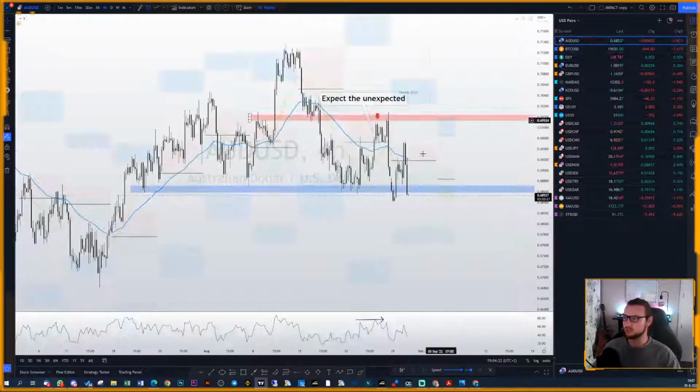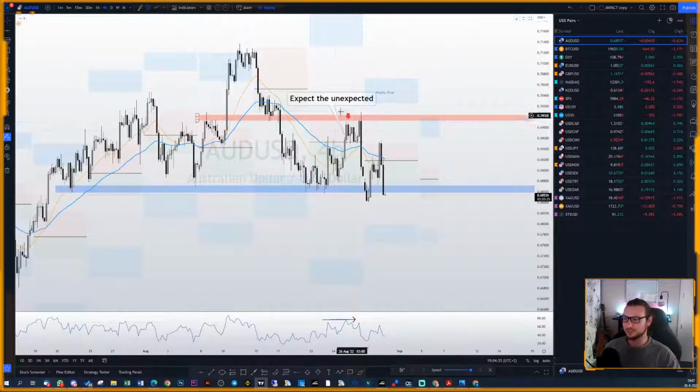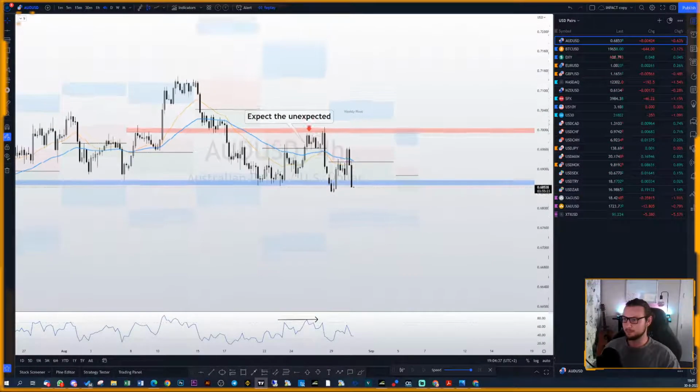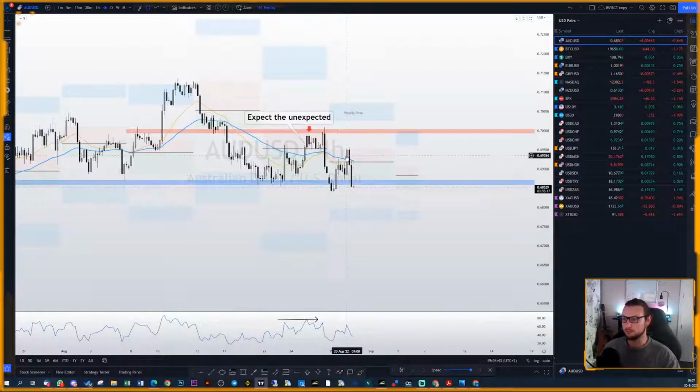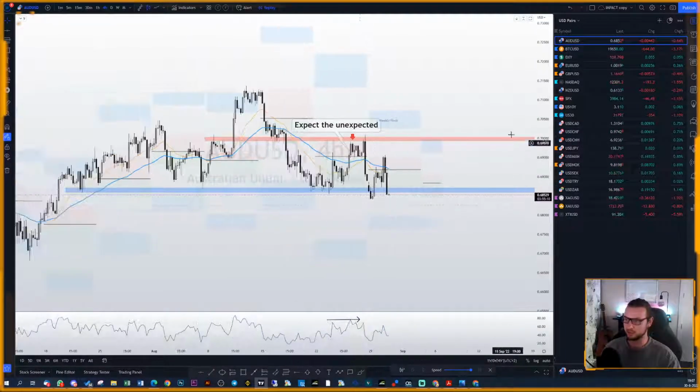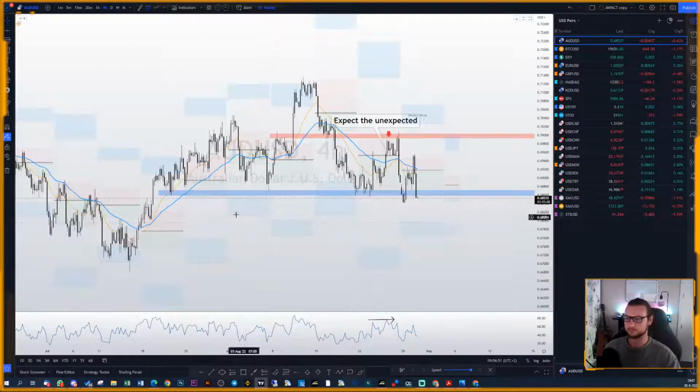Let's go through all of them. So expect the unexpected. That's something that happened. Okay, we moved lower since then. We didn't break that low. That's not a break. Okay, we made a retracement into the next sell zone. That's nice, right? And now we are set to break on the AUD USD pair. It's also looking as a big head and shoulders.